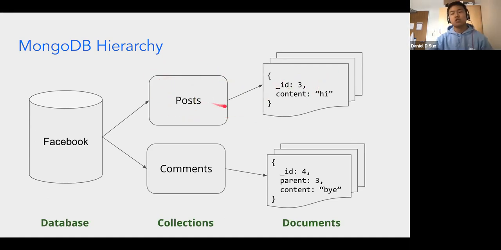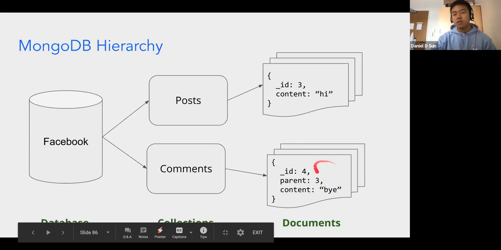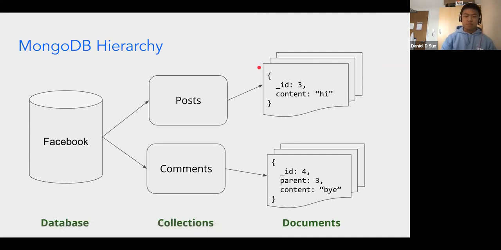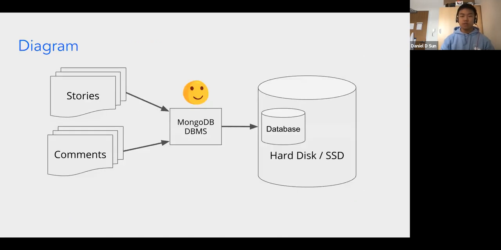under the post collection. And it might have an ID. It's going to have some content. It's probably also going to have other things like user ID for the user who created that post. But it's going to have all of that information stored inside the document. You can see like the comment document here is a little bit more fancy. It has a parent with ID 3. So maybe this comment corresponds to this post. This is kind of how MongoDB is structured.